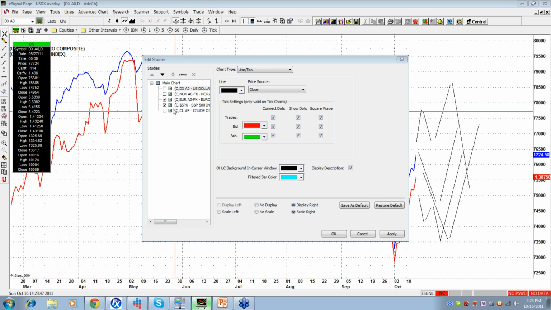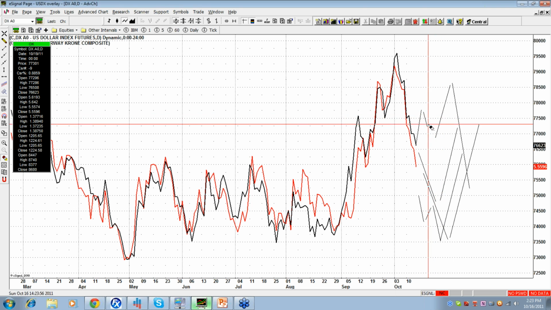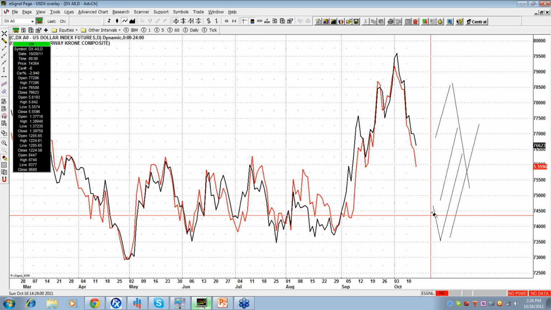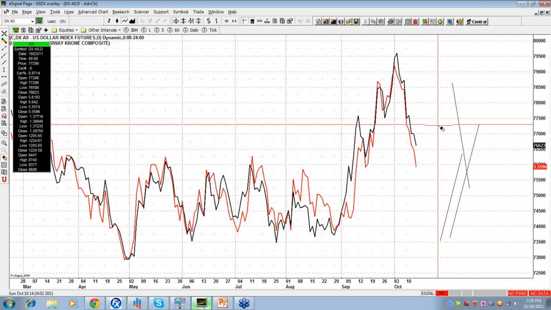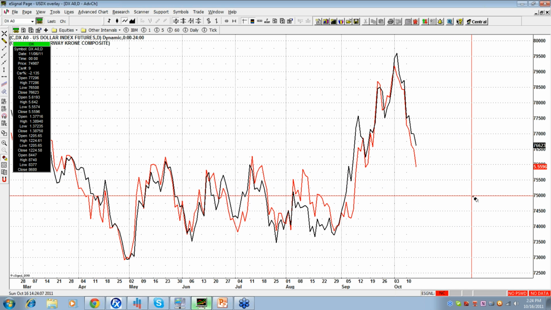Now, I'm going to put something here that may draw your attention. It's the Norwegian Krone on top of the US dollar. Look at that correlation, guys. That's almost 100% correlation in my view. Now, why do I put the Norwegian Krone? I want you to pay attention to this.